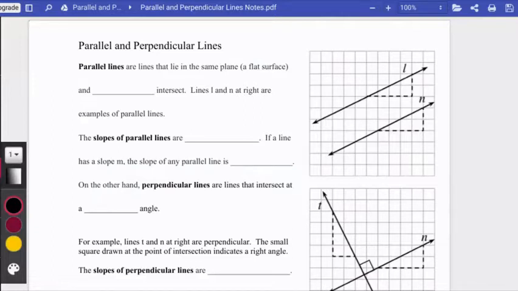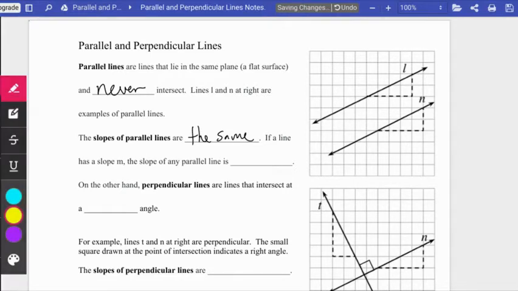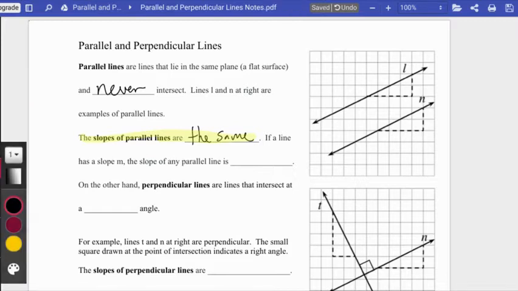Parallel and perpendicular lines lie in the same plane, meaning the xy coordinate plane, and they never intersect. So lines L and N here are examples of parallel lines. They will never intersect. And you can see their slope, or steepness, is the same. We're going to come back to that over and over again in this lesson, so it's really important. If a line has a slope m, any parallel line's slope is also m.